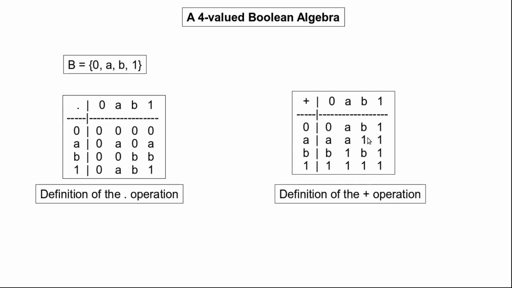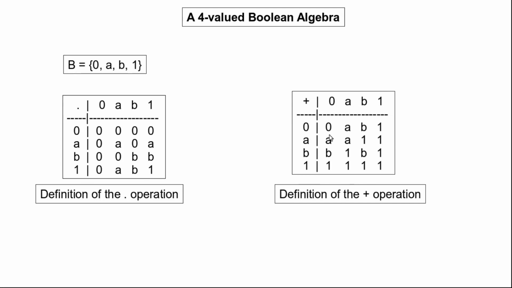1 is the identity element with respect to dot. And we see that there are two possibilities for the complement of A, because A plus B gives you 1 and A plus 1 also gives you 1. So either of these two can be the complement of A.